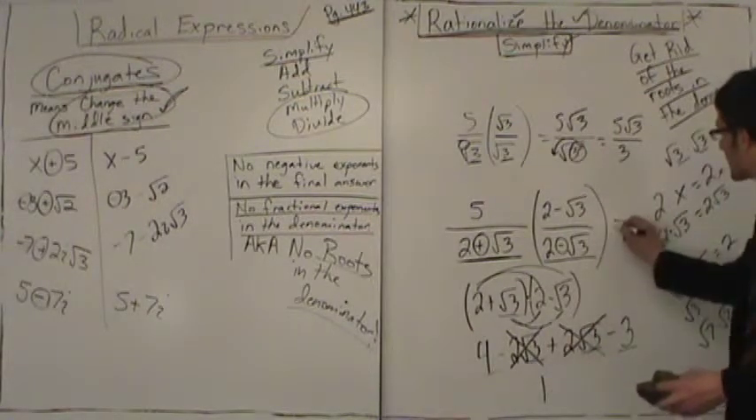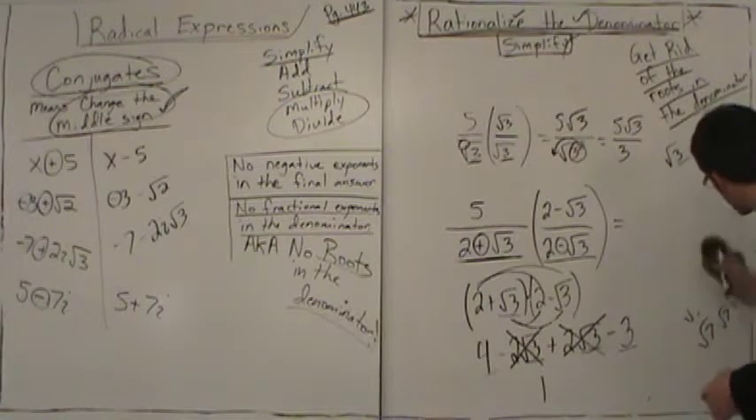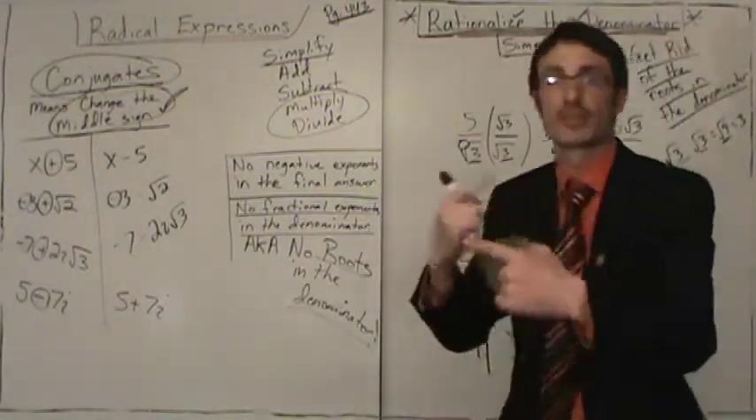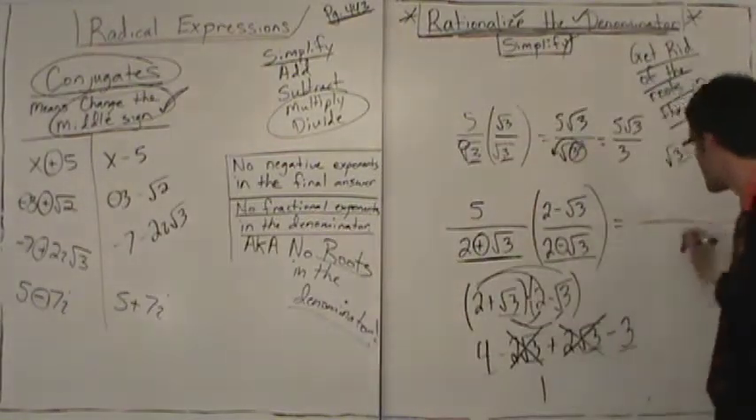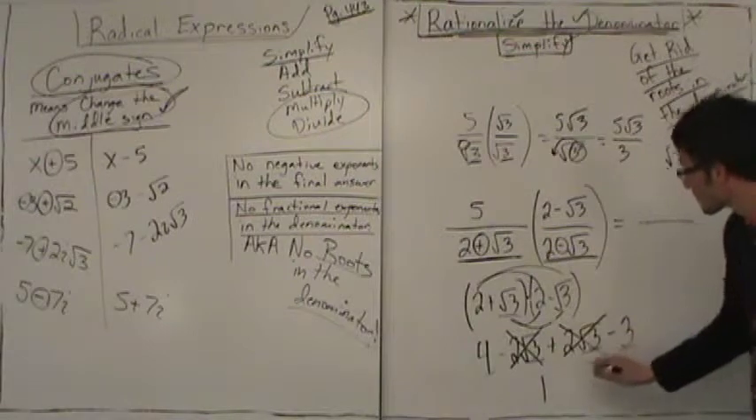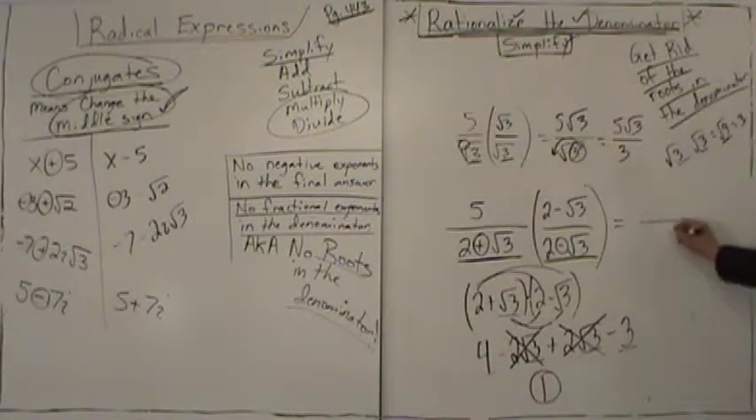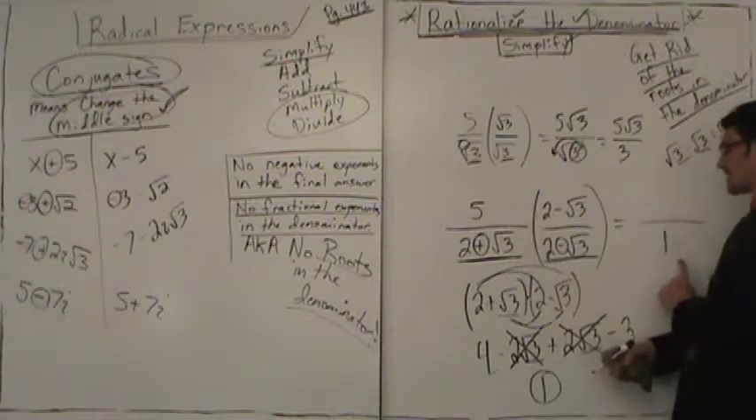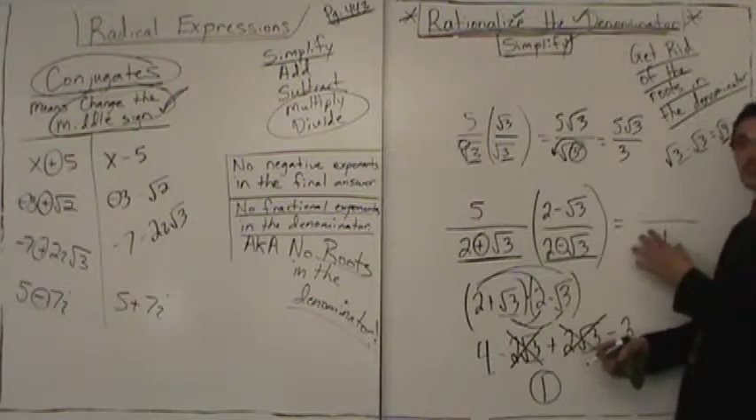We're left with, on the denominator, notice, our goal is to what? Rationalize the denominator or get rid of the roots in the denominator. Notice, what is our denominator now? The 2 plus root 3 times the 2 minus root 3 gave an answer of 1. So our denominator is now the number 1. Did the roots go away in the denominator? Yes, there are no longer roots in the denominator.